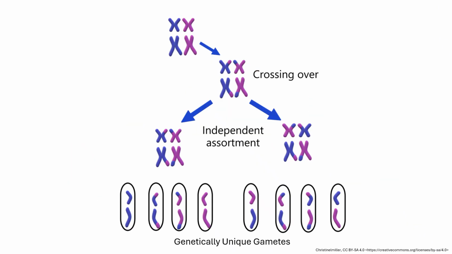The second mechanism that creates genetic variation is independent assortment. Independent assortment occurs during metaphase I. Homologous chromosome pairs align randomly at the midline of the cell. This random orientation determines which chromosomes enter each gamete. So remember, crossing over shuffles genes within chromosomes, and independent assortment randomly distributes chromosomes into the gametes.